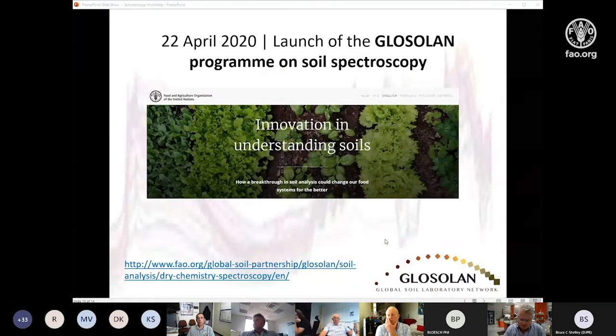So GLOSOLAN have been looking, and the GSP are very keen to explore NIR and MIR spectroscopy, because they see it as a possible opportunity for developing countries. It's easier and cheaper to put in a $25,000 spectrometer than try and build a chemistry laboratory in some of these developing countries. So can this technology be used as a surrogate for chemical analysis to assist the interoperability of data throughout the world, and particularly in developing countries? Again, for more information on how it's all been set up and how it's functioning at the moment, I'd send you to the website.